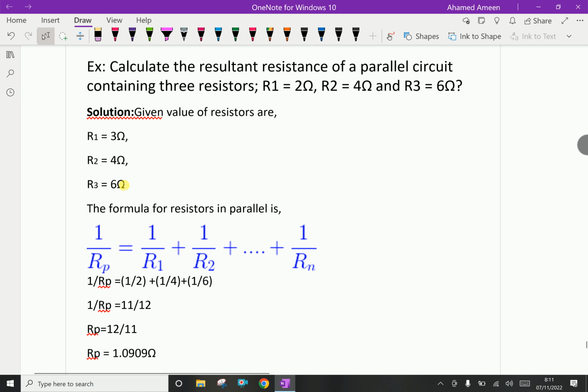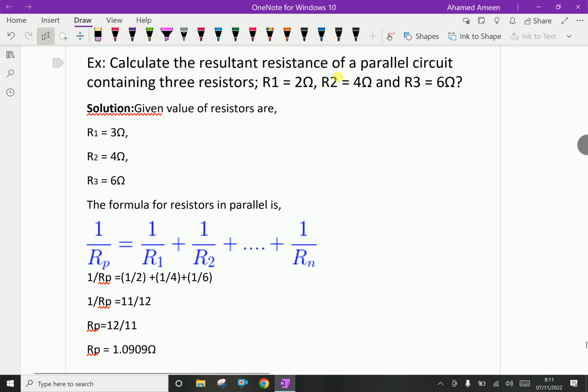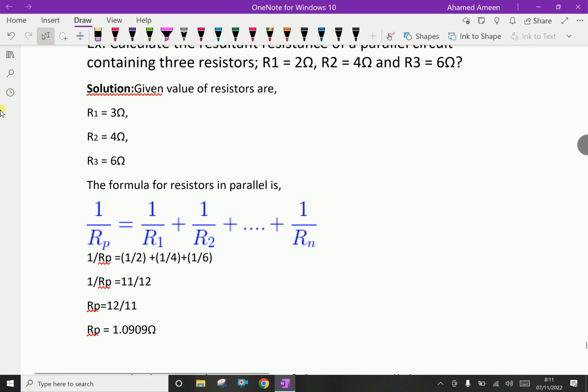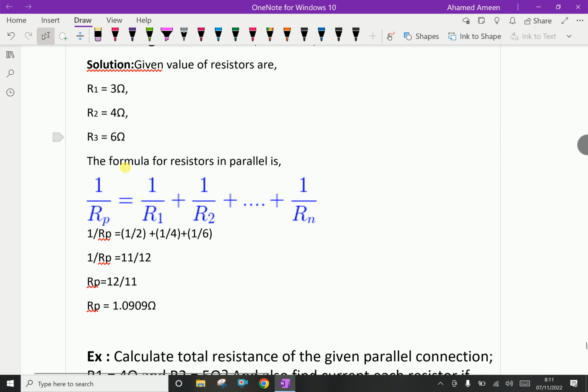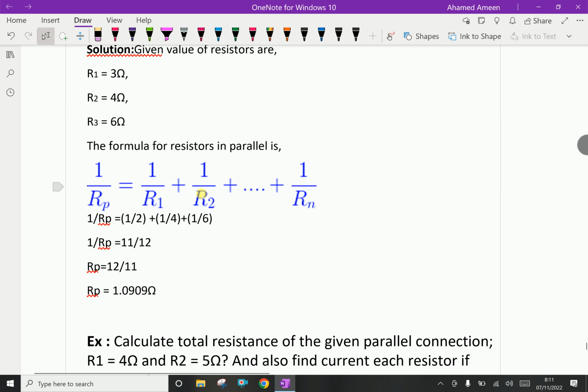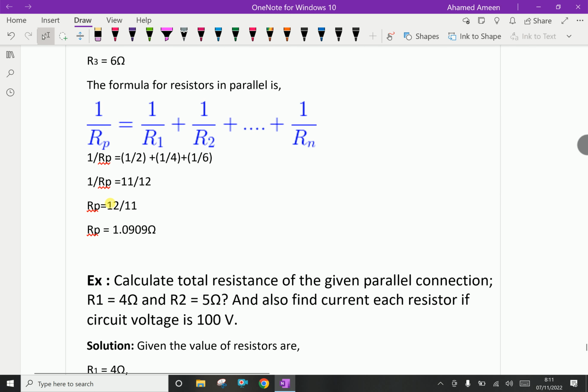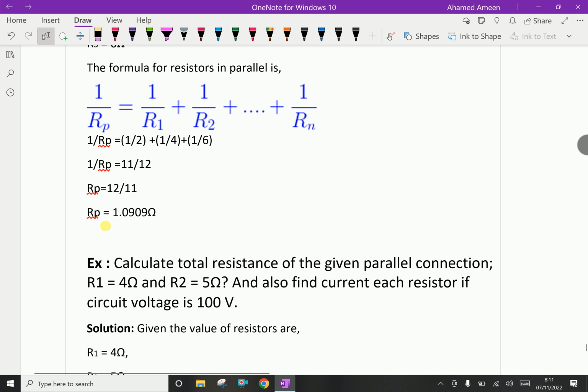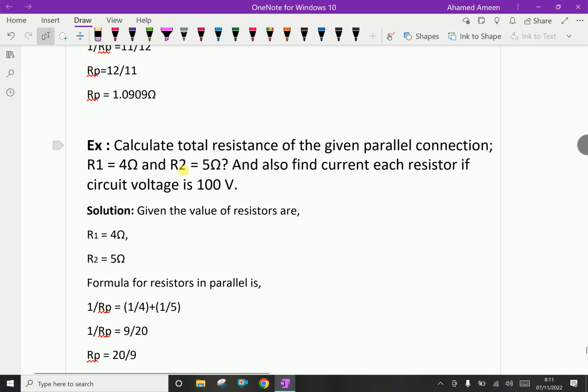Next, look at some examples. Calculate the resultant resistance of a parallel circuit containing three resistors, R1 equal to 2, R2 equal to 4, R3 equal to 6. These individual resistors are given. The formula is 1 by Rp equals 1 by R1 plus 1 by R2 plus 1 by R3. By taking the LCM, adding, and taking the reciprocal, we find Rp equals 1.0909 ohms.